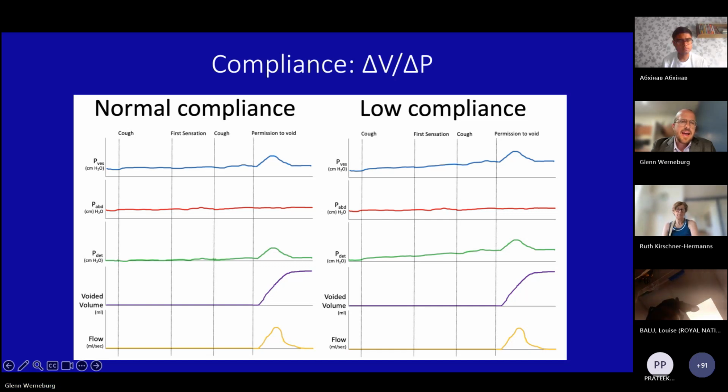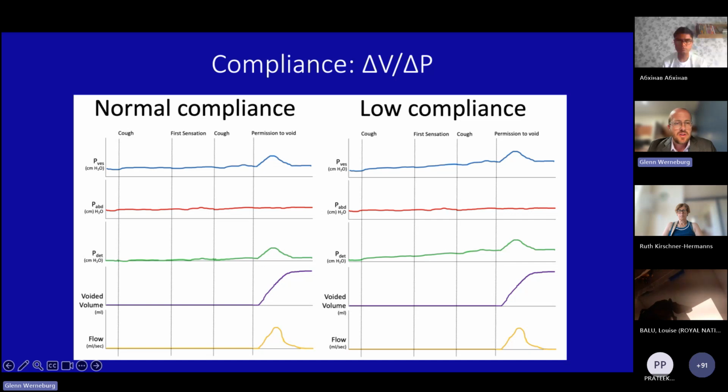So as we fill, we're monitoring the PVES, that's the catheter in the bladder. We're monitoring the P abdomen. This is a catheter in the rectum usually. That's in red here. So we look at the PVES and we look at the P abdomen and we take the difference between the two. And that gives us the P det. This is the detrusor pressure, the pressure that's actually seen by the wall of the bladder.